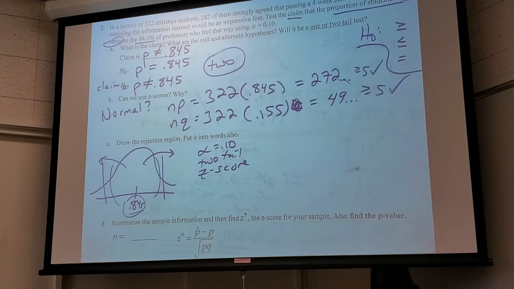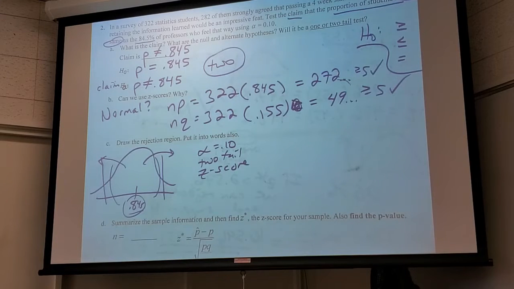How do you know if it's one or two tail? Why was this one a two tail? Anybody? It wasn't equal to, which means that it can be either side. So if you think something's not equal to something else, you can show it's more or you can show it's less. So we have two directions our sample could show up in. What if the claim was equal to? HA would still be not equal to. I don't care what the claim is.